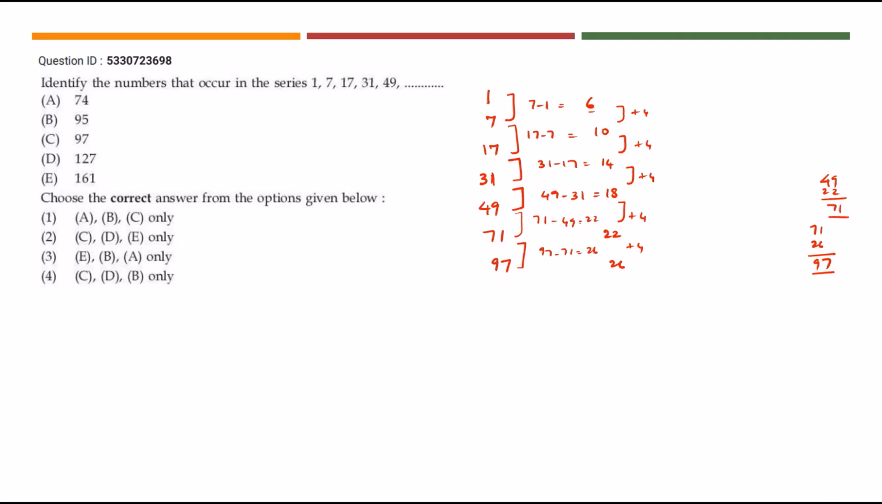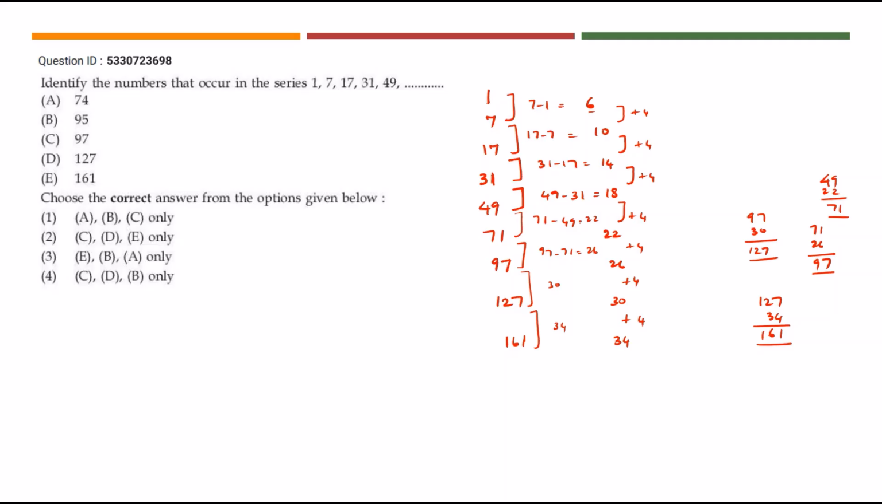Now we will add another 4. This will become 30. 97 plus 30 will give 127. So the next number in the series will be 127. When you take the difference, it is 30. Now you have to add another 4 here. This will give 34. 127 plus 34 will give 161. So the next number in the series will be 161. Obviously the difference will be 34.